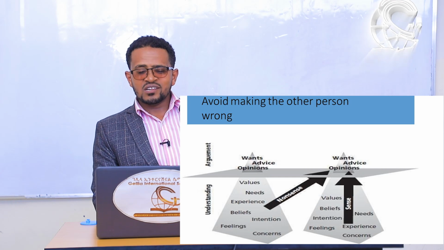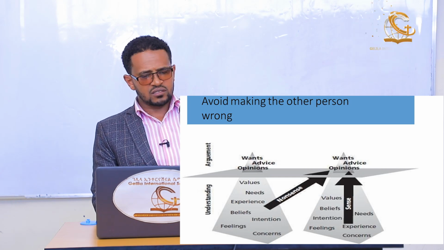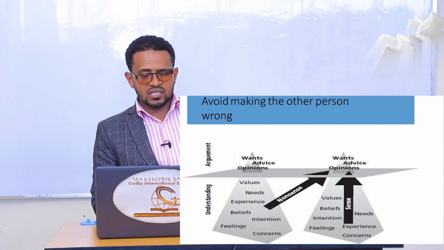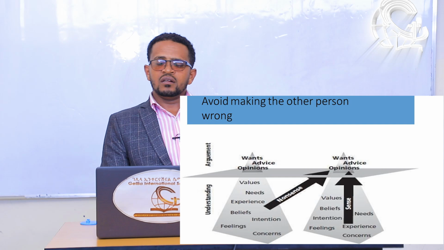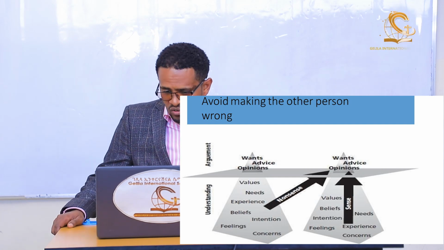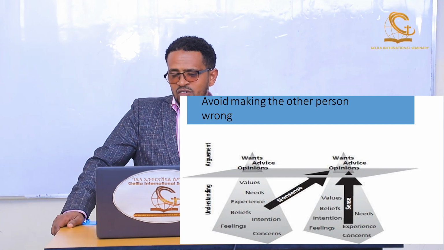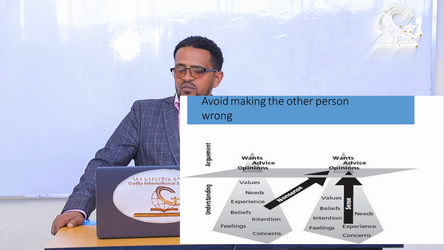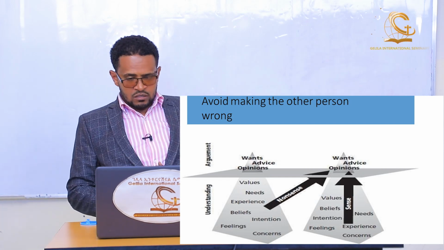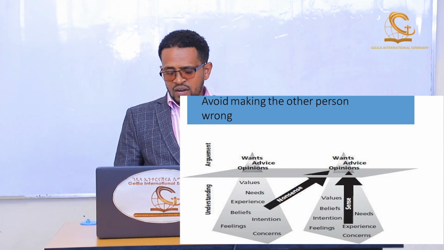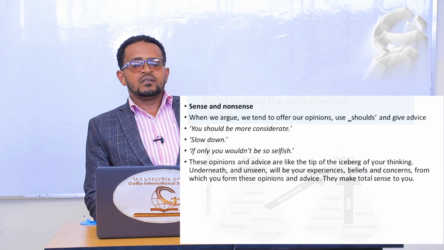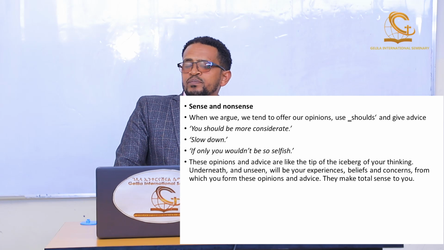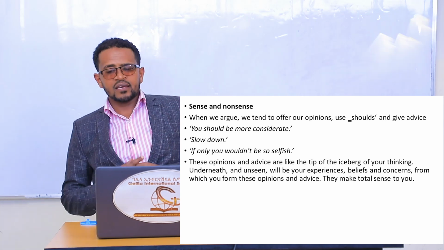In this case, there is a nonsense part and a sense part: values, needs, experience, beliefs, intentions, feelings, and concerns. These are very important things to avoid making the other person wrong. Wants and advice sit on top, while values, beliefs, intentions, needs, experience, and concerns lie beneath. Sense and nonsense. When we argue, we tend to offer our opinion, use shoulds, and give advice.